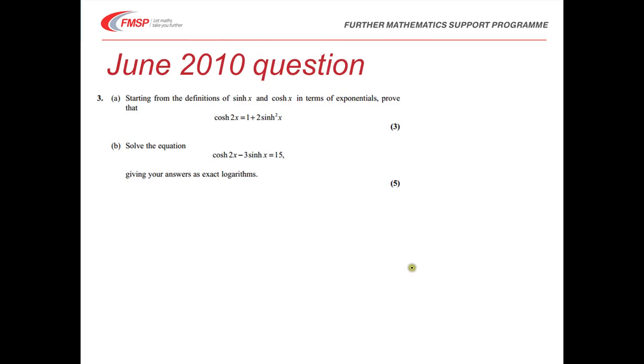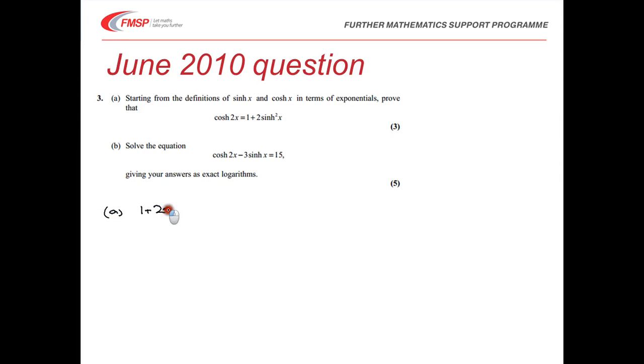Okay, so let's have a look at some questions about these ideas. The first one we've got is working with the definition of sinh and cosh in terms of exponentials. It says, starting from the definitions of sinh and cosh in terms of exponentials, prove this statement. I would always recommend that you start with the side in which either sinh or cosh or the simplest functions appear. I would say that sinh x is simpler than cosh 2x in terms of working with its exponential definition. So in my solution, I'm going to start with the left hand side.